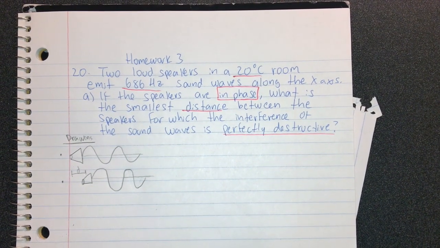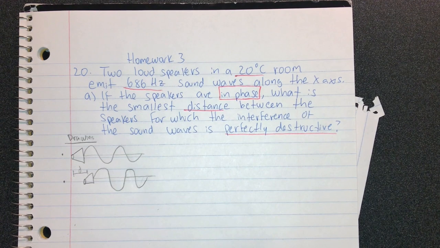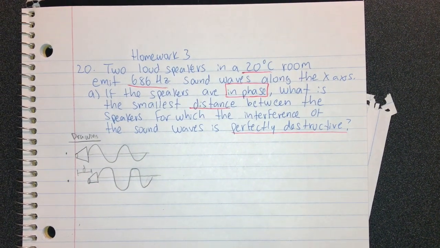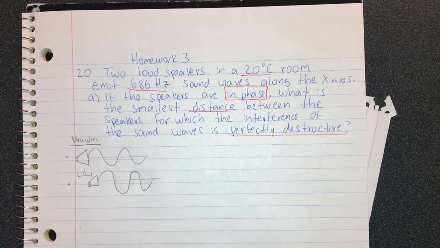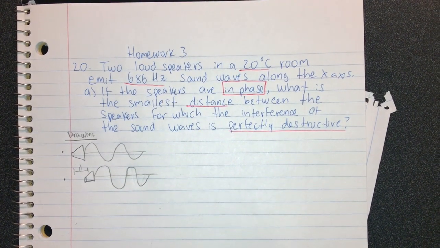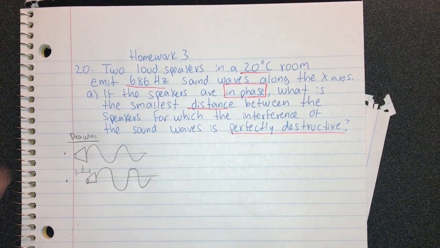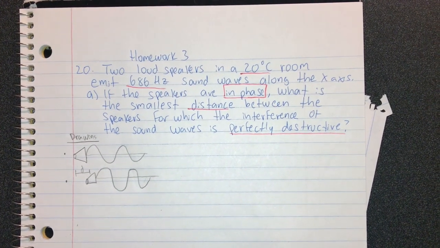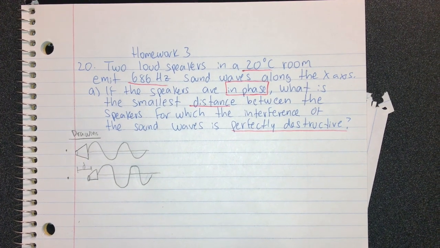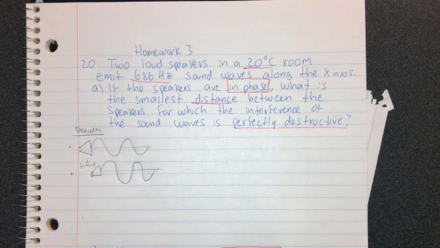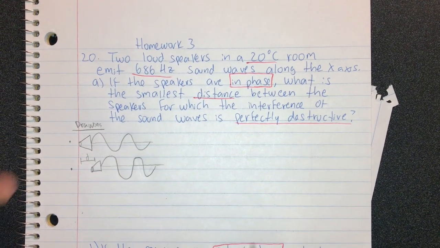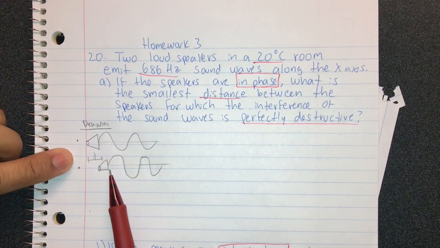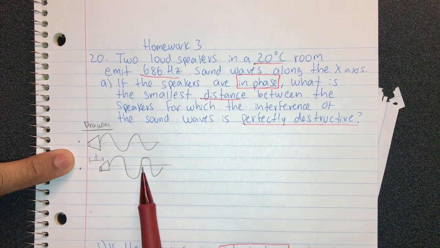So this is problem number 20 from homework 3. The problem says 2 loudspeakers in a 20 Celsius room emit 686 Hertz sound waves along the x-axis. A. If the speakers are in phase, what is the smallest distance between the speakers for which the interference of the sound waves is perfectly destructive? From this, we can draw this drawing of a perfectly destructive in phase of 2 speakers.